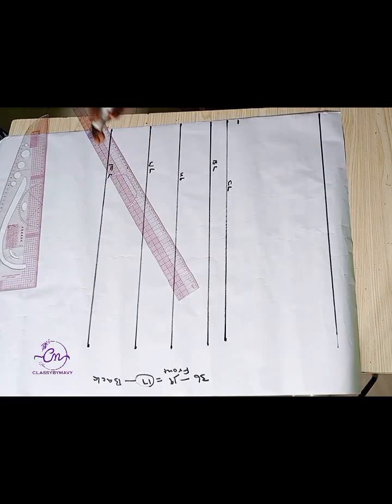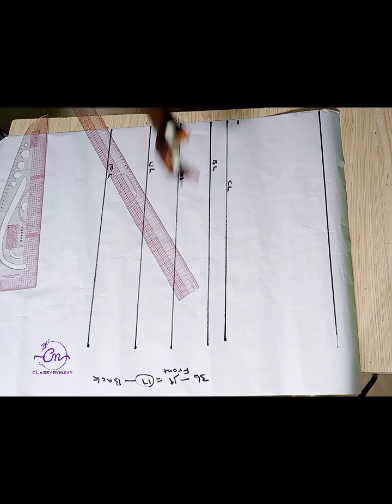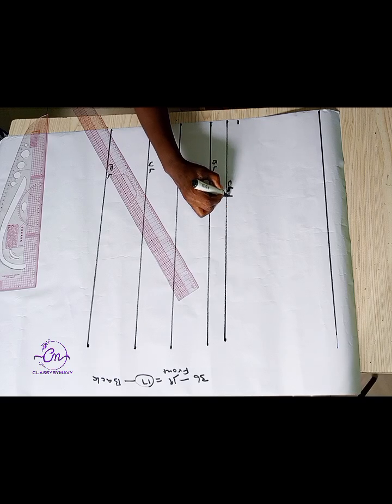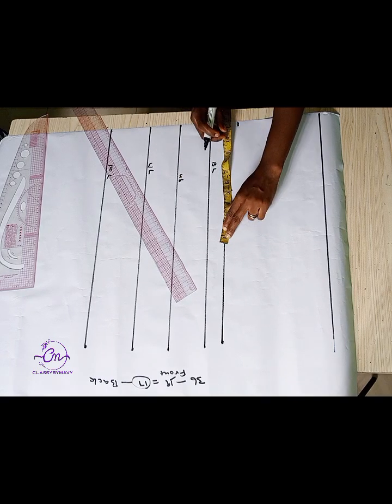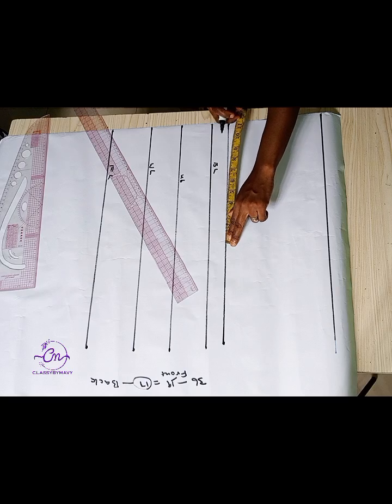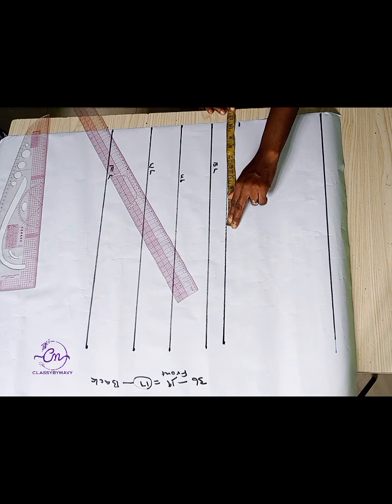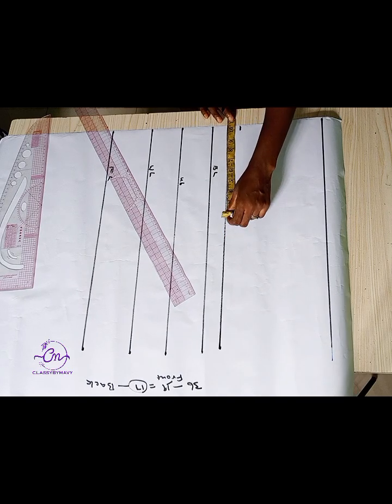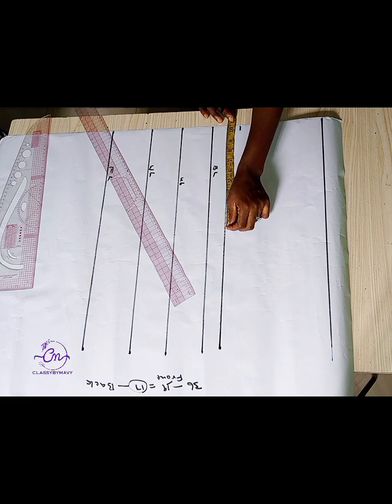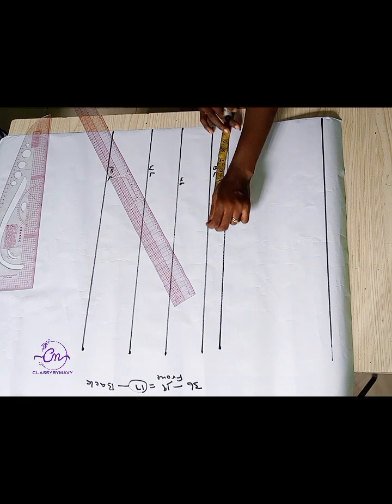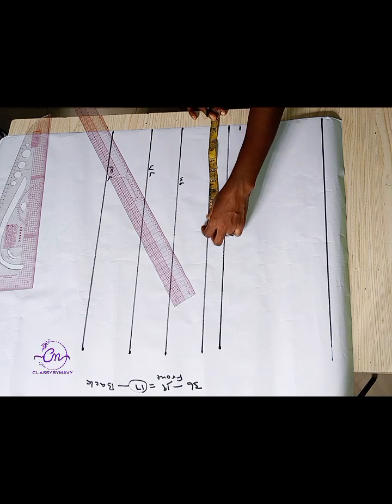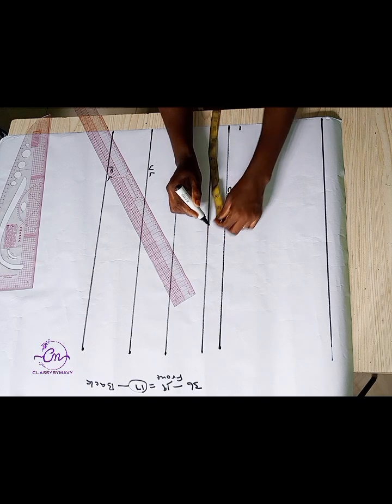Okay, now let's draft our basic bodice. First, I will insert my across front measurements on my chest line and on my bust line. My across front measurement is 19 divided by 2, which is 9.5. Okay, so I'm simply marking that here, and I'll come over here and also mark the same thing, 9.5.